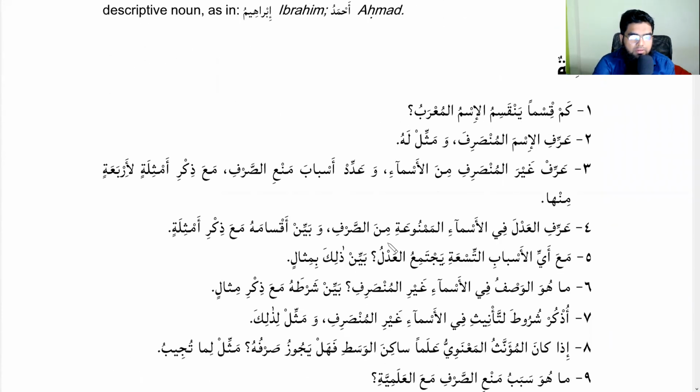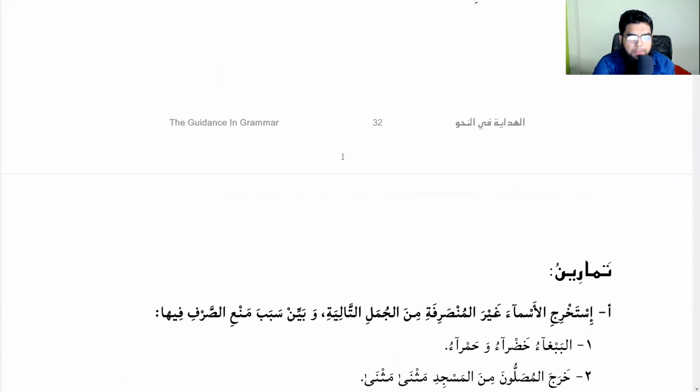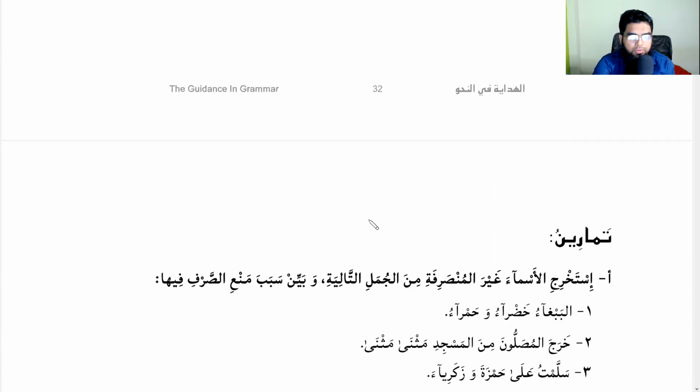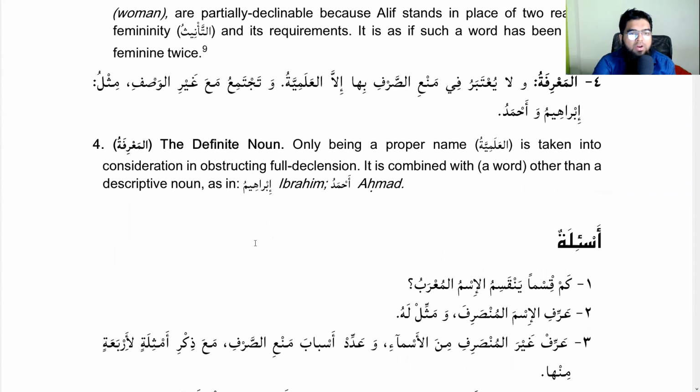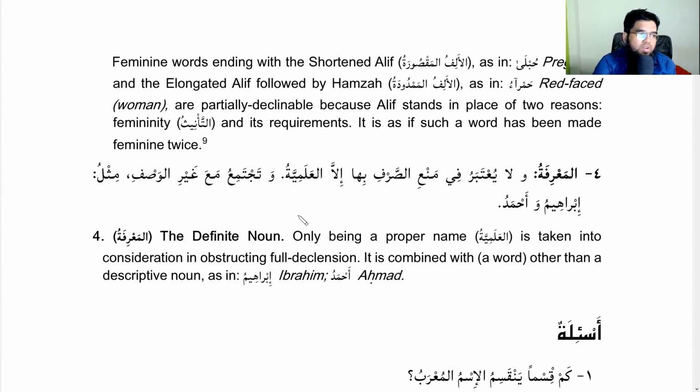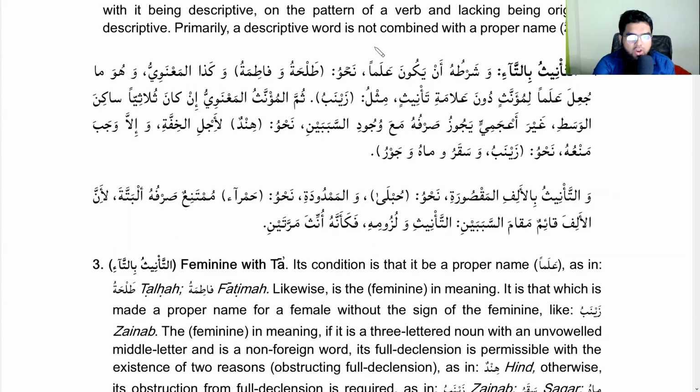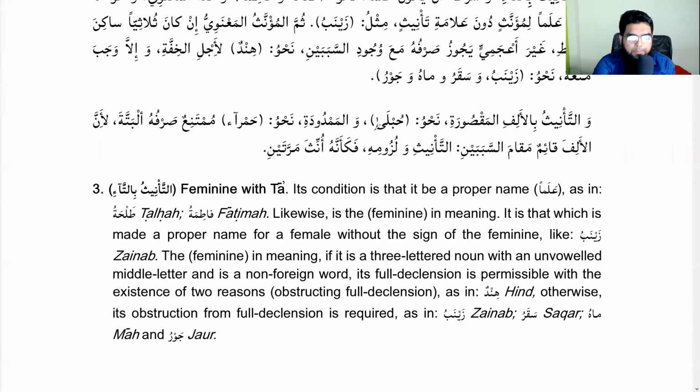So he gives footnote 9. Does he give the footnote? No, maybe at the end of the book. Okay, anyways. So this is feminine twice. So these are very strong reasons.